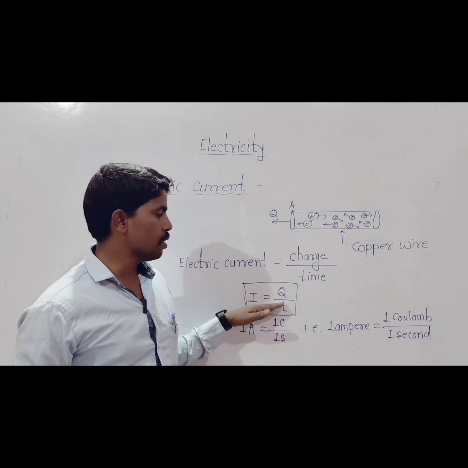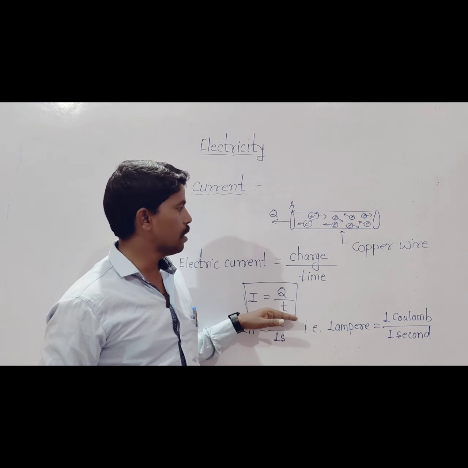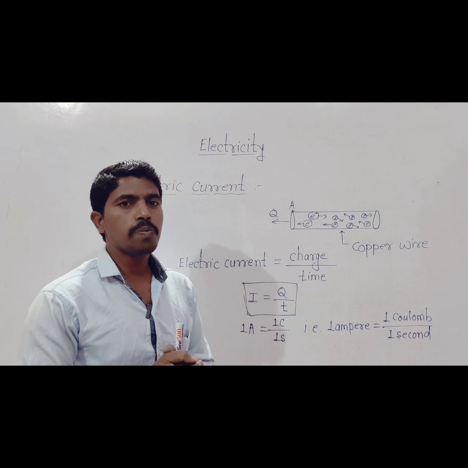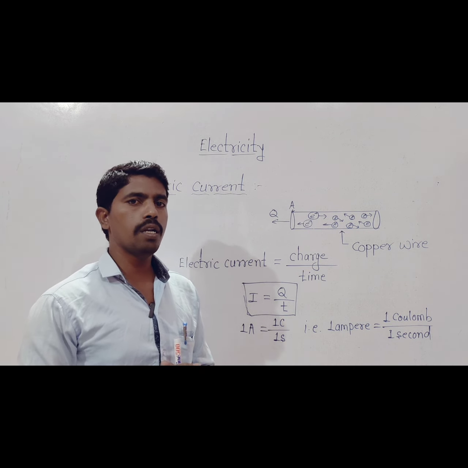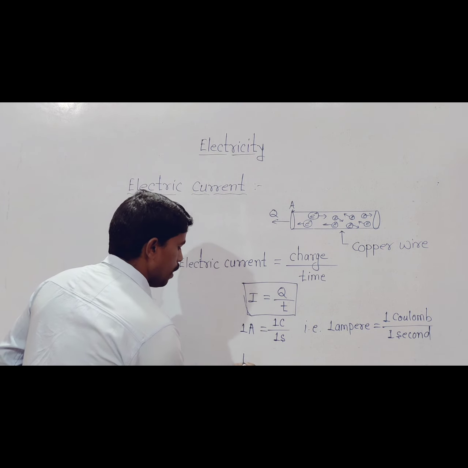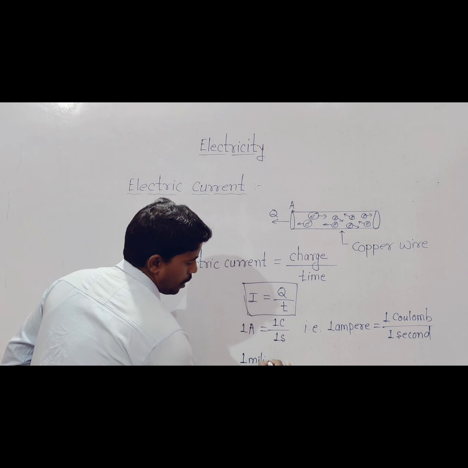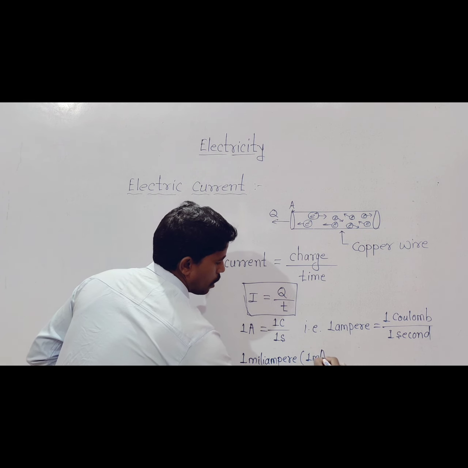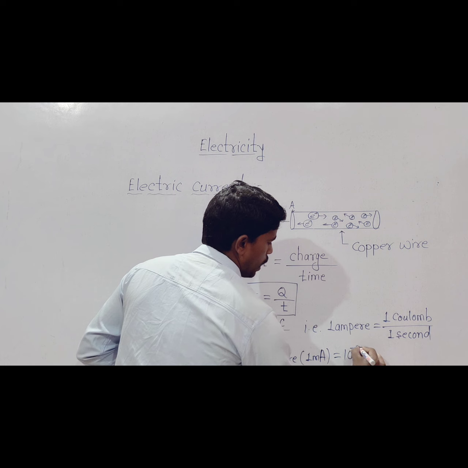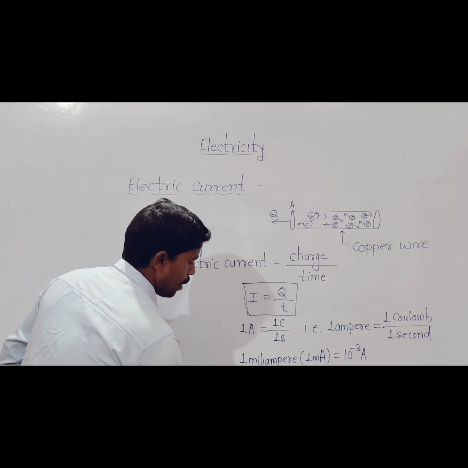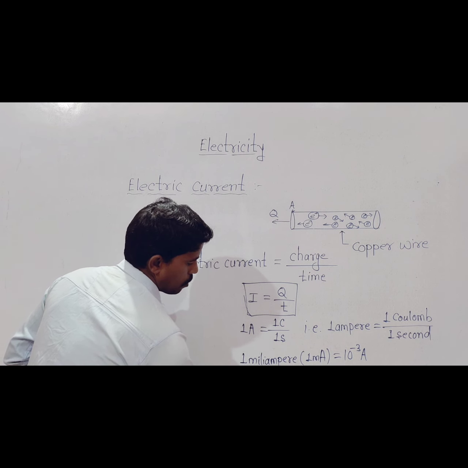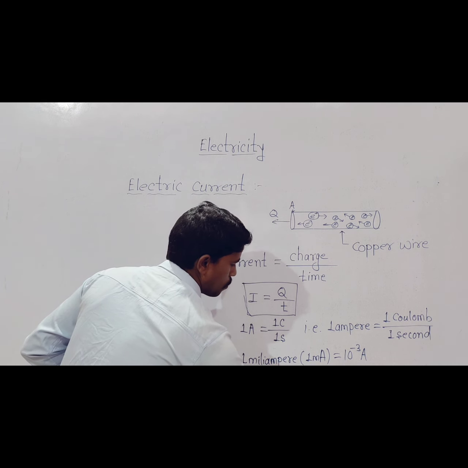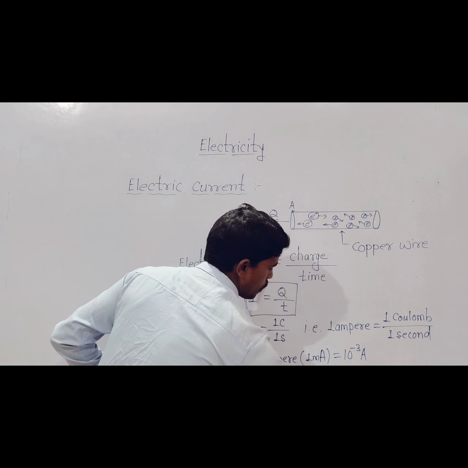The amount of charge passing through the particular cross sectional area in unit time, that is called as a current, and there are small units to express the current such as milliampere and microampere. 1 milliampere is equal to 10 to the power minus 3 ampere, and 1 microampere is equal to 10 to the power minus 6 ampere.